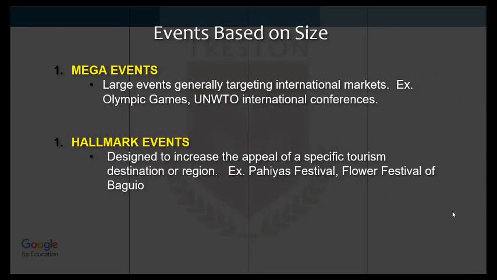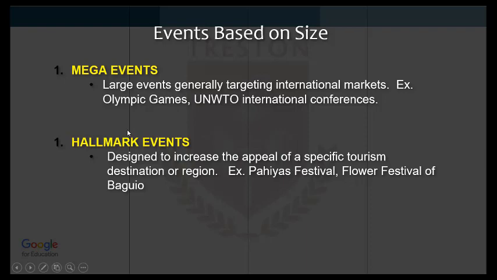So if you look at the events based on size, there are two types. Sorry for the typo here. There are mega events and hallmark events. Mega events are large events generally targeting international markets. An example would be the Olympic Games. Locally, we have the Palarong Pambansa.